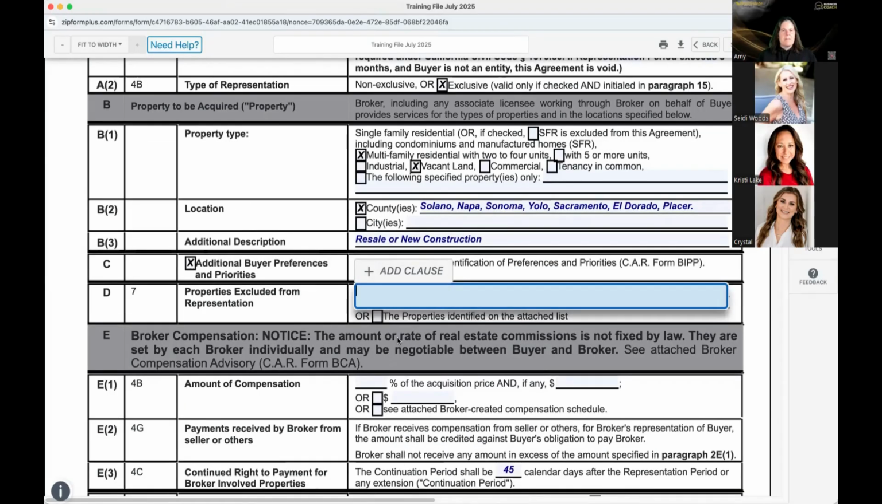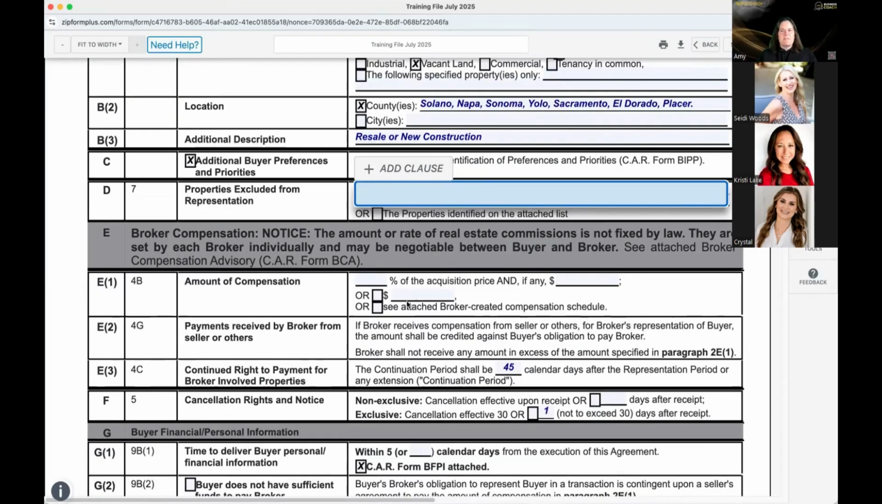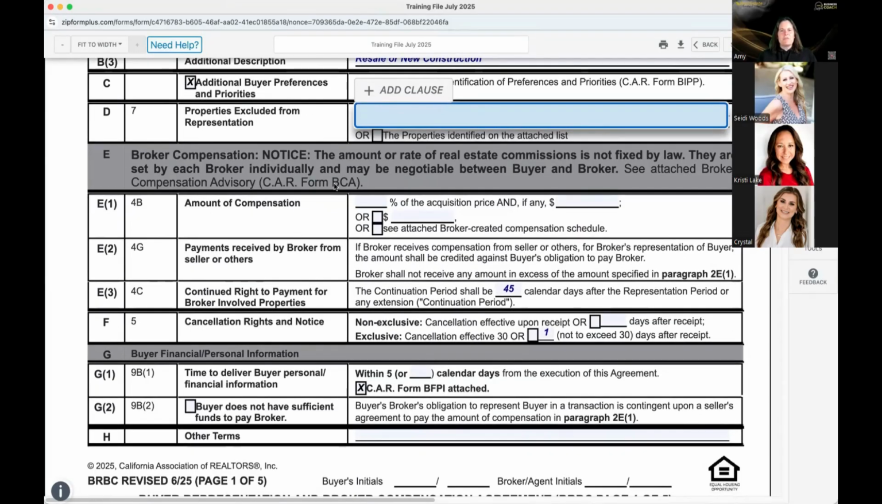E, broker compensation. The amount of real estate commissions is not fixed by law. They are set by each broker individually and may be negotiable between buyer and broker. See attached broker compensation advisory, CAR form BCA. That one is also attached to this form, just like the agency disclosure was. Here's where you're going to put in the amount of compensation. Okay, you can put in a percent here. You can put in, this is an if any blank. So this means that you could put in a percentage here. I don't think it'll let me fill in anything except numbers, so I'm just going to skip that.